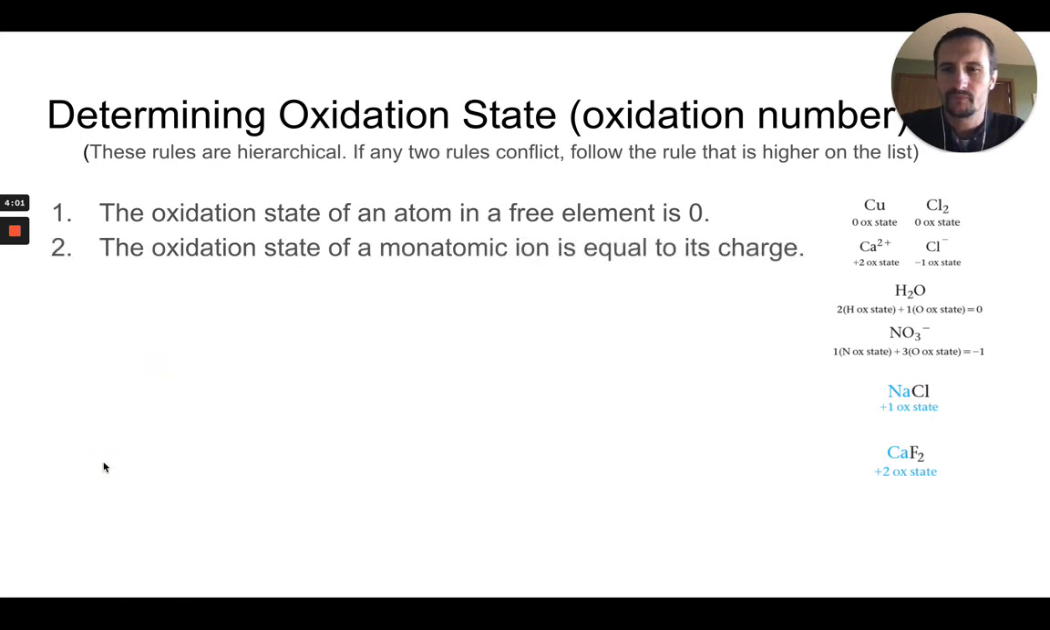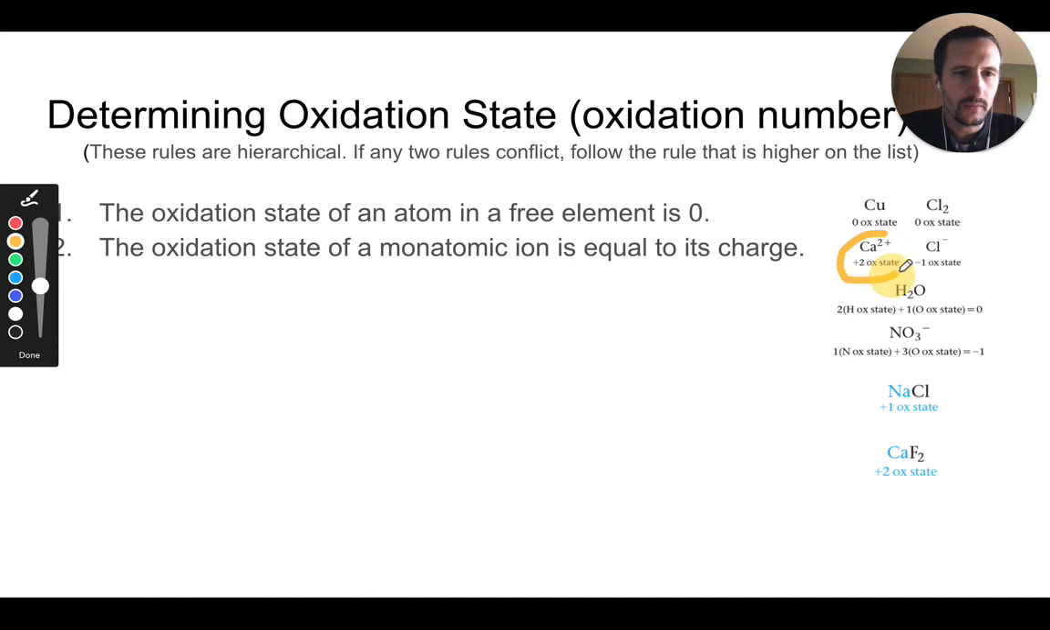The second rule: the oxidation state of a monoatomic ion is equal to its charge. Again, if we take a look at my examples, you have the calcium ion. The calcium ion has a +2 charge, and its oxidation state is +2. So the ion charge is the same as the oxidation state. That's true for both cations and, in this case, the anion, chloride. Chlorine has an oxidation state of -1 because that ion's charge is -1.